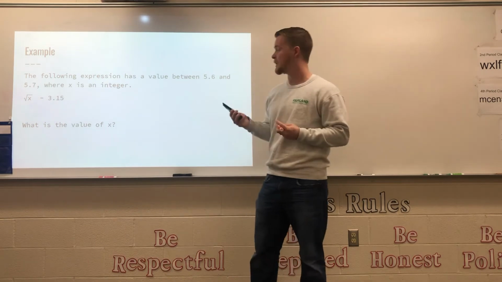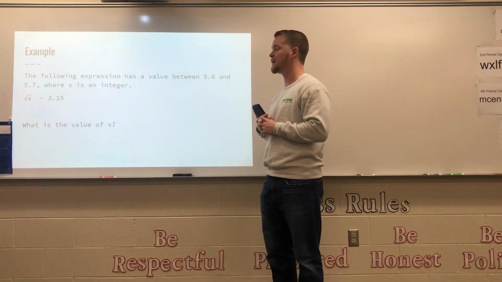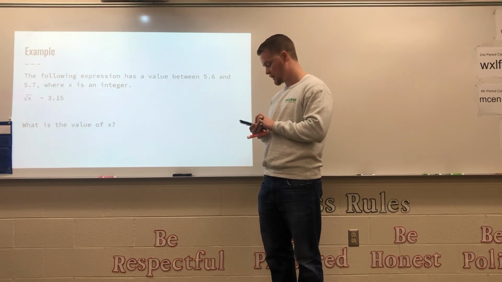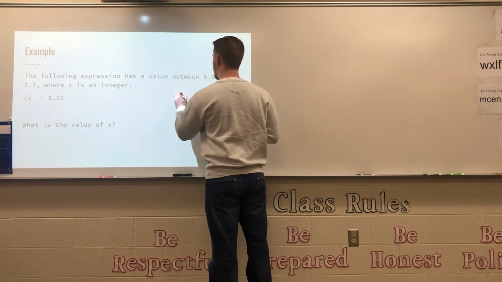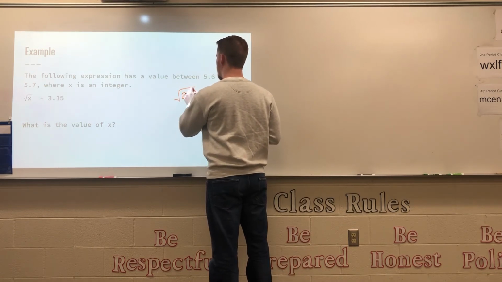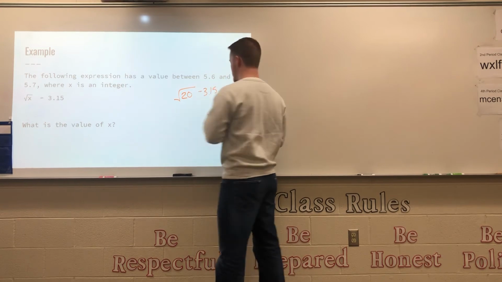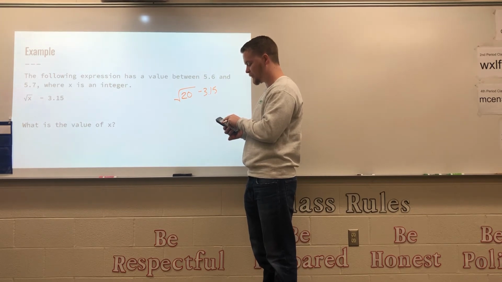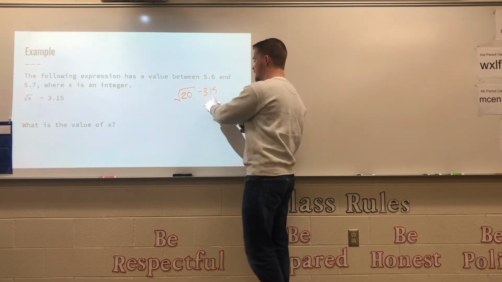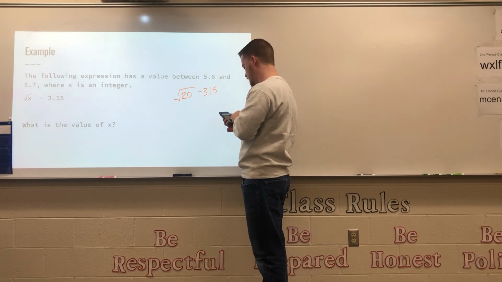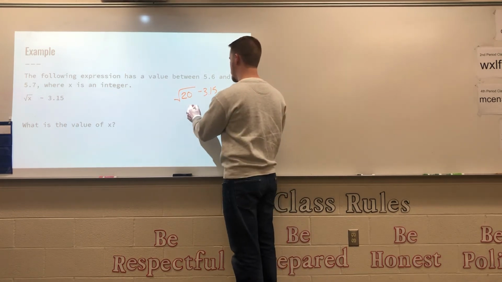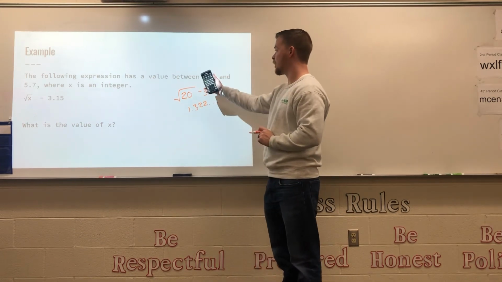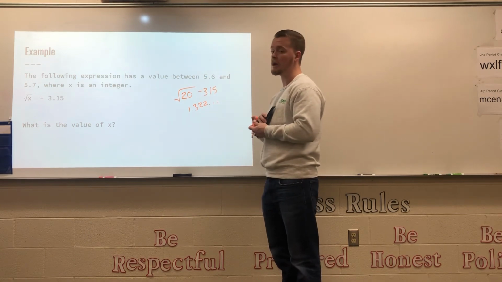So I'll be honest, the best way to do this would be guess and check with numbers. So I'm going to pick out different integers. Let's start with the integer 20. Say I plug in 20, take its square root, and then subtract off 3.5. The square root of 20 is 4.472135955, and then minus 3.5, I get 1.322 and more numbers. So that's obviously not even close to being between 5.6 and 5.7. So I'm going to need a lot bigger number.